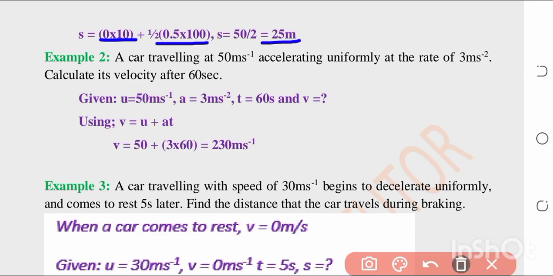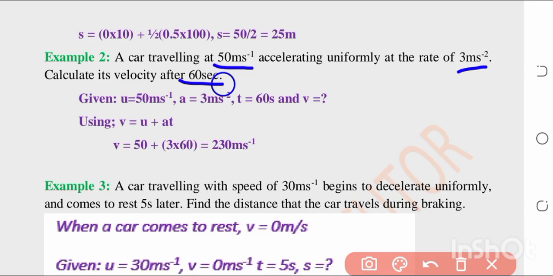Okay. In example 2, we have a car traveling at 50 meters per second, accelerating uniformly at the rate of 3 meters per second square. We have to calculate the velocity after 60 seconds. Now, if you look at this question very well, there's no instance of the journey starting from rest or ending at rest. So the velocity mentioned here will be our initial velocity, while we have acceleration of 3 meters per second square, and we have to calculate our final velocity, or let me call this instantaneous velocity, after 60 seconds.